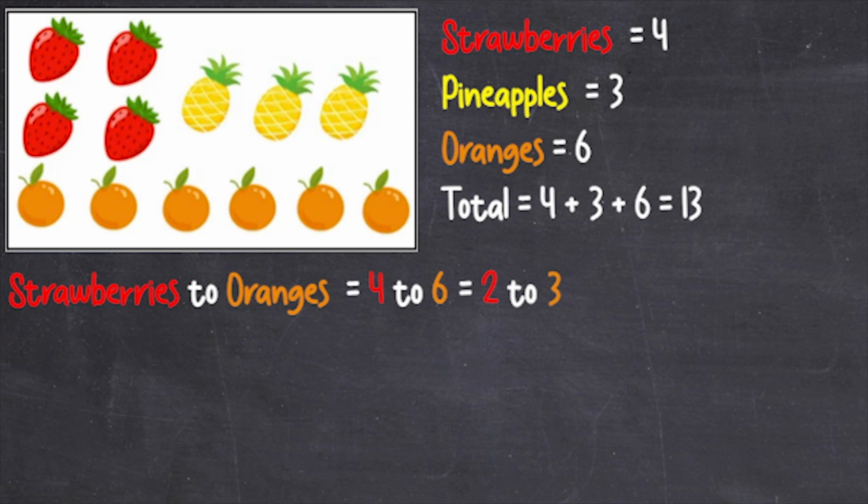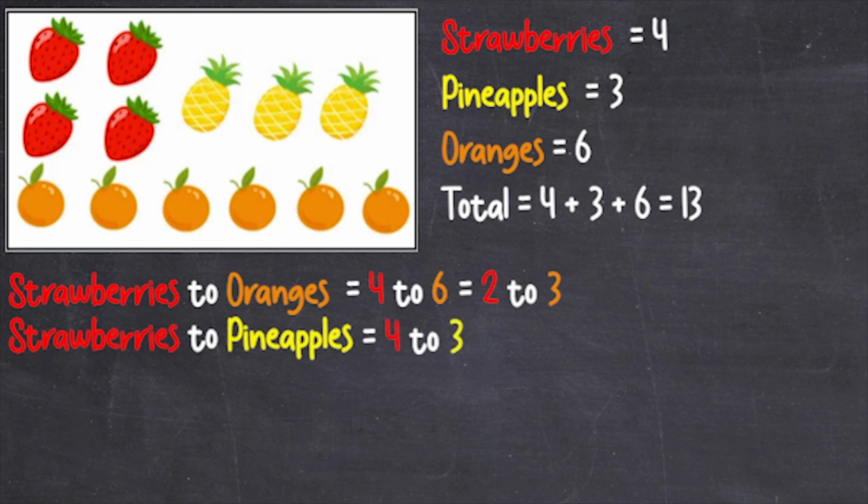Let's answer the rest the same way. The second ratio we should find is strawberries to pineapples. There are 4 strawberries and 3 pineapples, so the ratio is 4 to 3. We can't simplify this ratio further because 4 and 3 do not have any common factors. This next ratio, pineapples to strawberries, will be easy. All we have to do is switch the order of the ratio we just found. So the ratio here is 3 to 4.